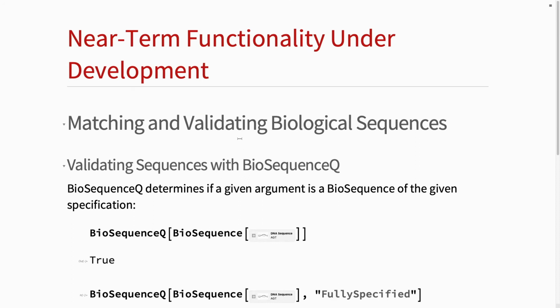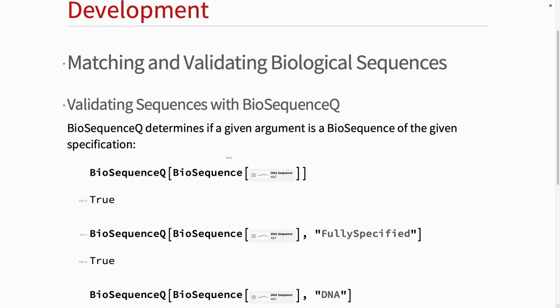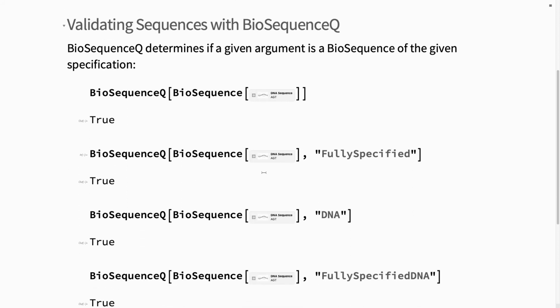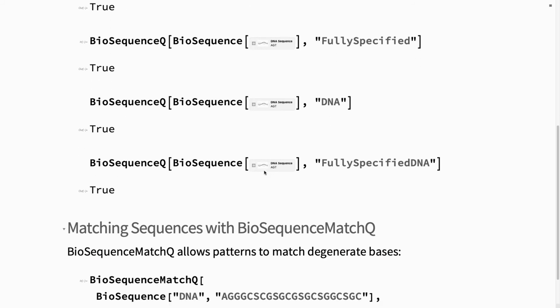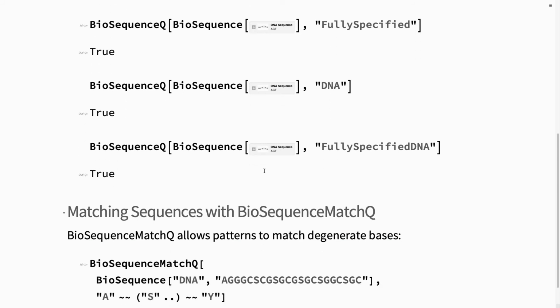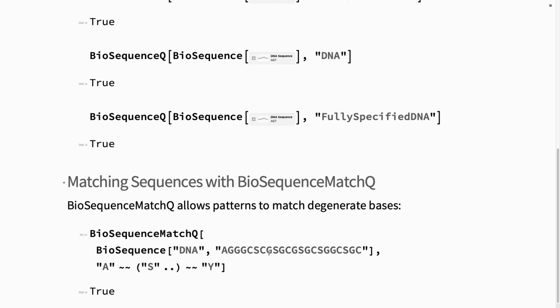So I guess we are also supplying some functionality for matching and validating biosequences. So is this actually a legitimate biosequence? Are its terms fully specified? Is it DNA? Is it fully specified DNA? All of that. And we also have a BioSequenceMatchQ to handle matching these degenerate terms.